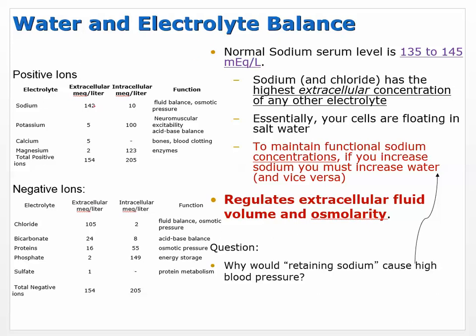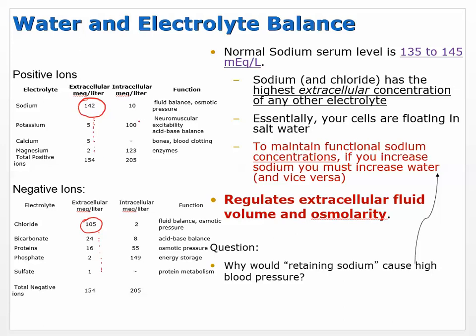All right. So water and electrolyte balance. If we look at some of the numbers here, here's your sodium extracellular. It's the primary extracellular ion. You really don't see much of other extracellular ions. Chloride, same. It's a negative ion, but it's the major extracellular anion.